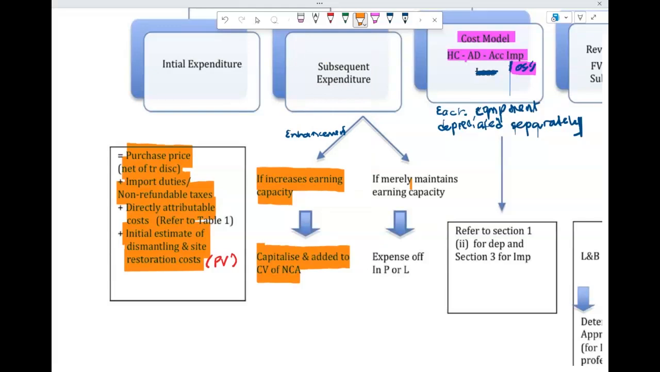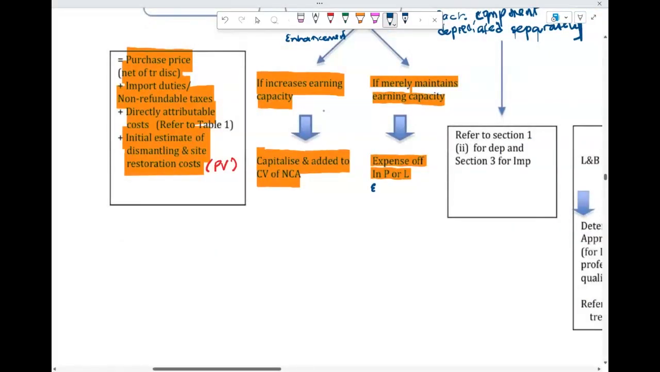Okay, whereas revenue expenditure is the expenses of running the business on a day-to-day basis. Okay, so that's revenue expenditure, or improvement in the PPE but it only maintains the earning capacity. Then in that case, we don't add it to the cost of PPE. What you need to do is expense it. So example of that is your repair and maintenance.